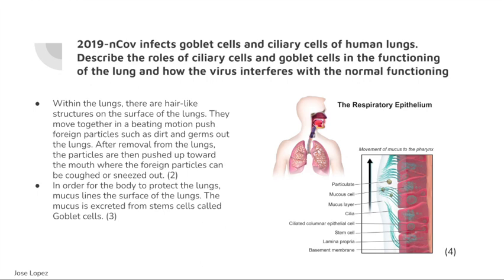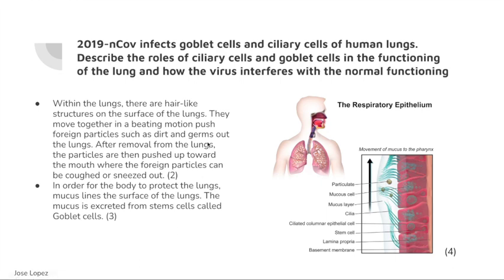The prompt we received was question 3, describing the roles of ciliary cells and goblet cells in the functioning of the lung and how the COVID-19 virus interferes with the normal functioning. To start off, we're going to describe what ciliary cells and goblet cells are.